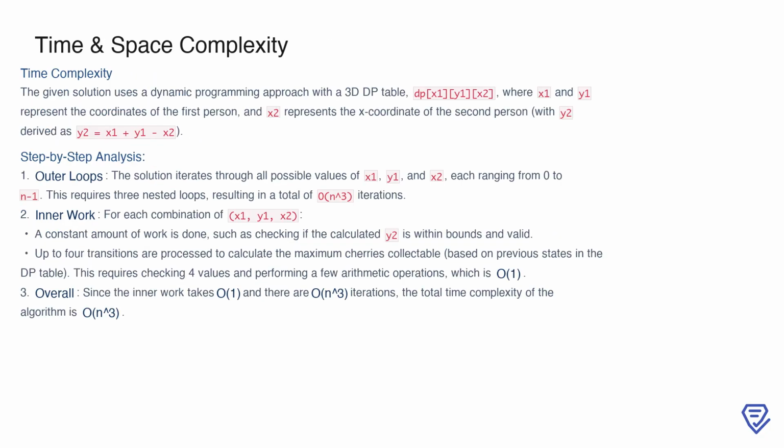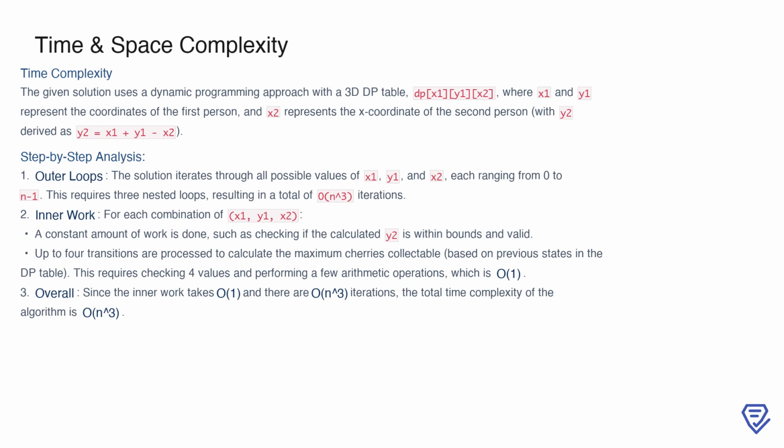This solution employs a dynamic programming approach using a 3D dp table, dp[x1][y1][x2]. Here, x1 and y1 represent the coordinates of the first person, while x2 represents the x-coordinate of the second person. The y-coordinate of the second person, y2, is derived from the relationship y2 equals x1 plus y1 minus x2. To evaluate the time complexity, we first consider the outer loops. The algorithm iterates through all possible values of x1, y1, and x2, each ranging from 0 to n-1, leading to 3 nested loops and a total of n³ iterations.